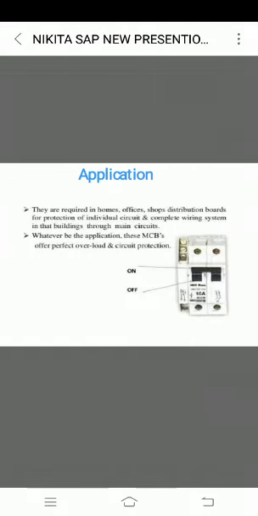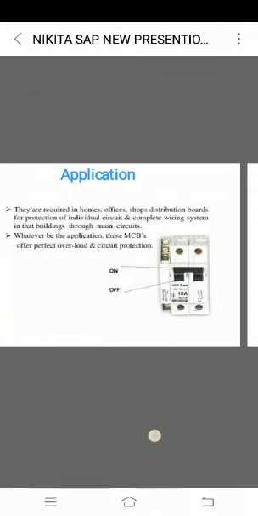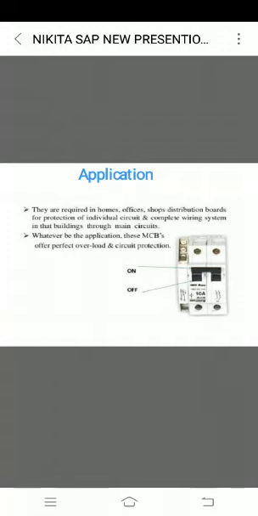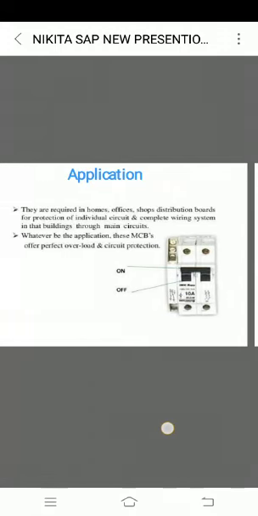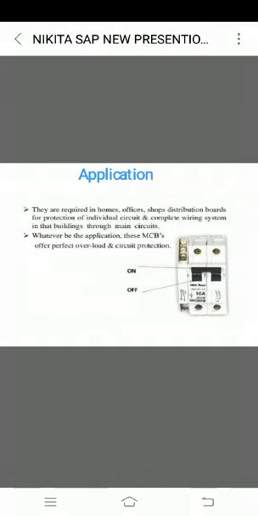Then application of MCB. They are required in homes, offices, shops, and distribution boards for protection of individual circuits and the complete wiring system in that building through the main circuit. The most common application of MCB is in houses, offices and shops. Then distribution board for protection of circuits.